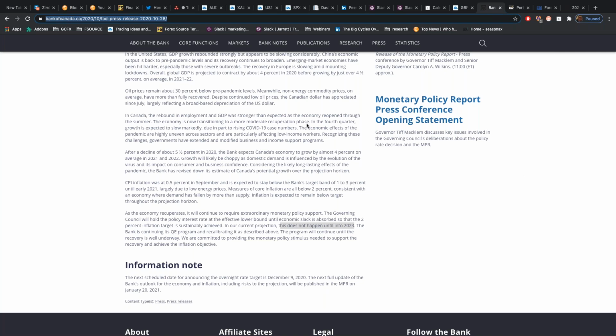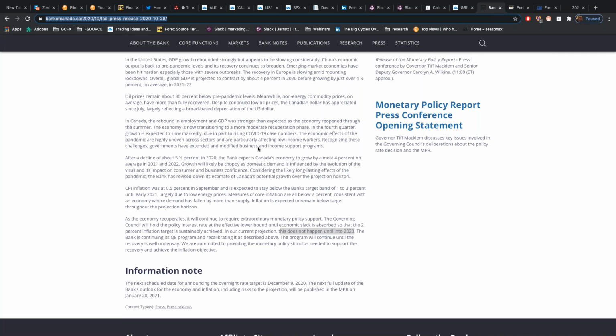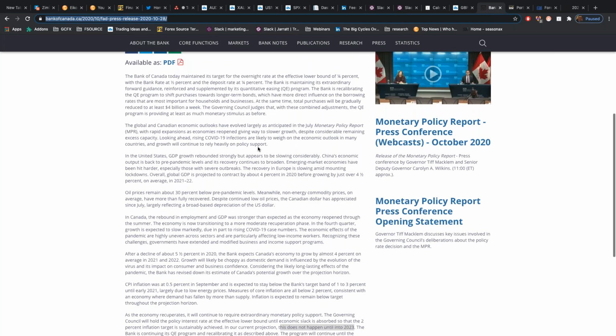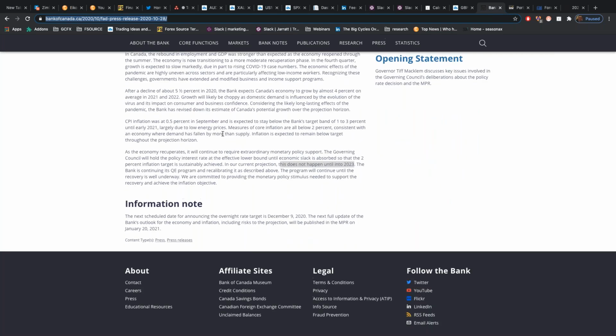Now, this is the last decision from Bank of Canada, October 28th. And basically what they said about inflation, remember, we always want to get the significance of an economic event from the central bank themselves. We want to see what they say, what they're thinking. And they tell us what they're thinking about inflation. They say that it was at 0.5% in September, that's the year-on-year figure, and they're expecting it to stay below the 1 to 3% range. Measures of core inflation, these are the key ones that the Bank of Canada look at.